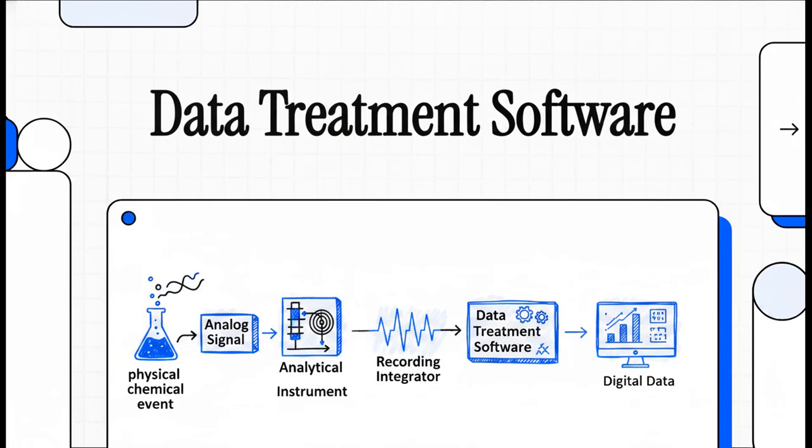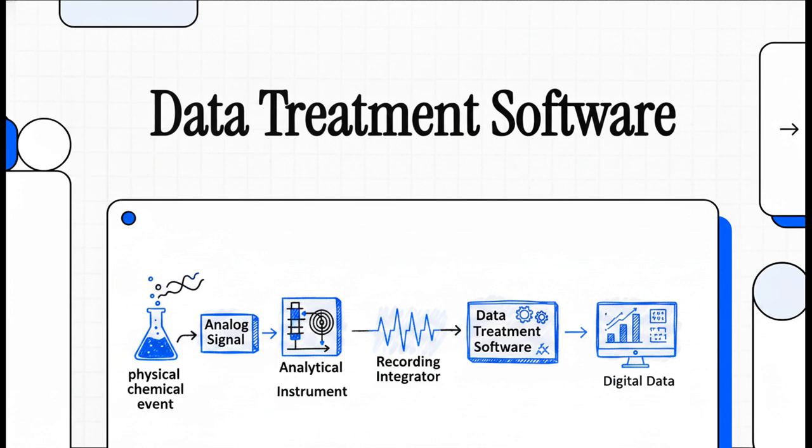All right, let's jump right in. Today, in this explainer, we're diving into a really fascinating piece of the analytical puzzle: how exactly modern scientific instruments translate physical chemical events into the digital data we read on our screens. We are going to specifically look at the inner workings of recording integrators and specialized data treatment software.